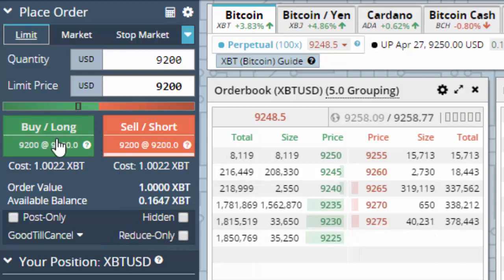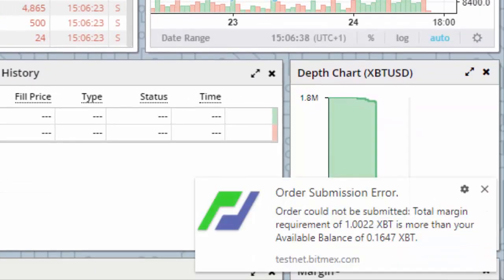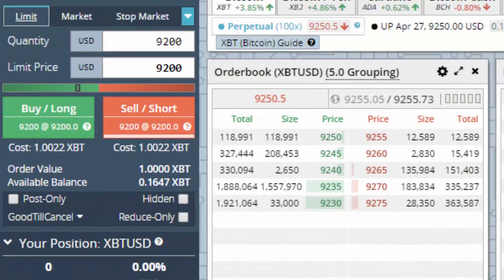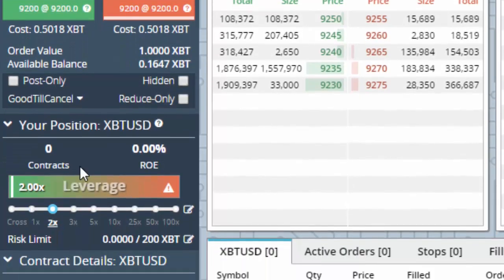And when I click on buy, if you look at the bottom right of the screen, you will see that we get this message that says order submission error. Order could not be submitted. Total margin requirement of 1.0022 XBT is more than available balance of your account, which is 0.1647. So the problem is, we want to trade this amount, but we don't have the funds in our account to do it. Now, if I move to 2 times leverage, you will see that the cost now has halved. It's gone from 1 Bitcoin to half a Bitcoin, but the problem is there's still not enough in the account to actually trade it.